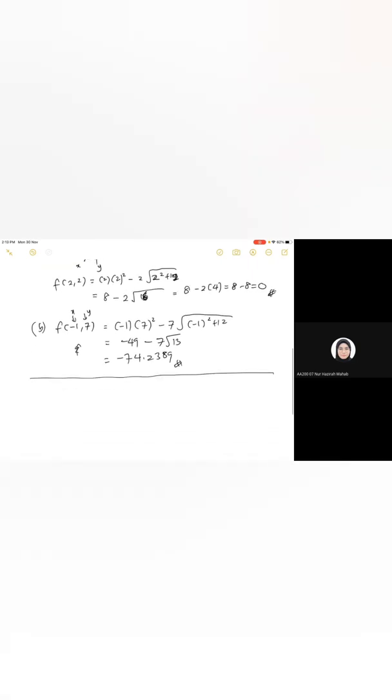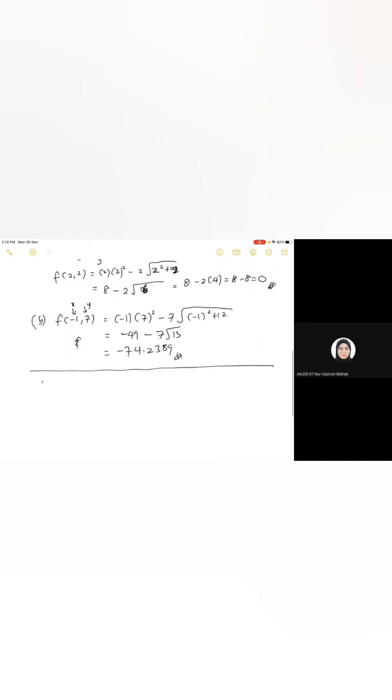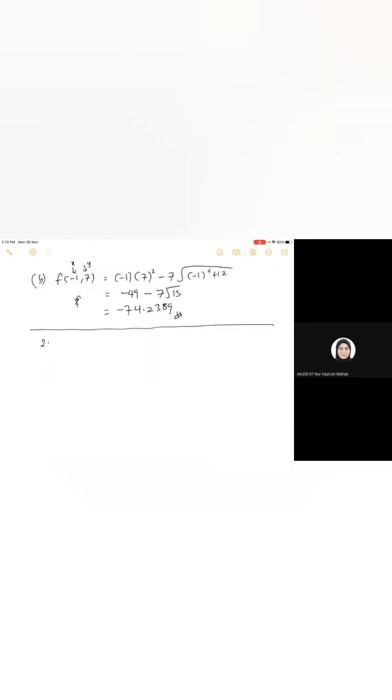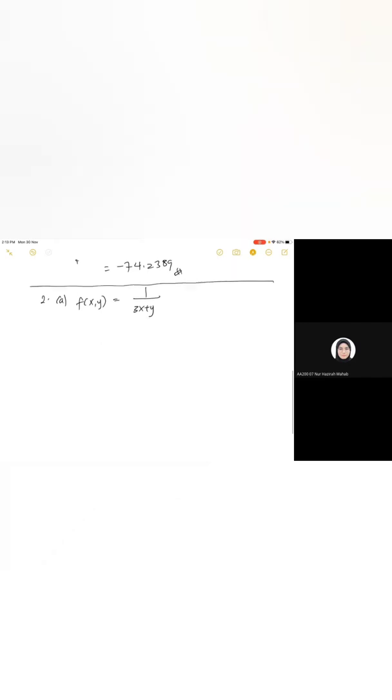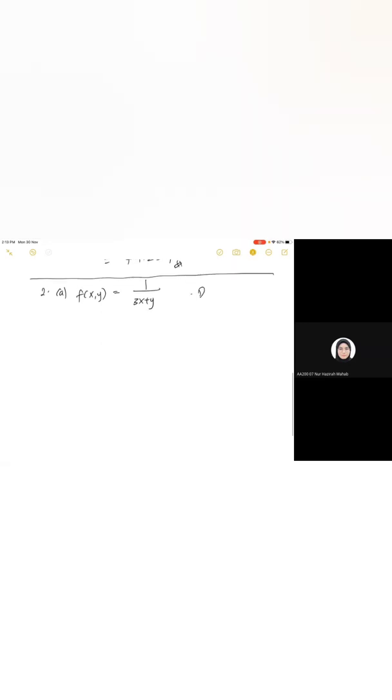Okay, domain. Saya dapat banyak soalan tentang domain ni, even for the first variable. Okay, actually the easiest way to find domain, because domain is a region, is the domain of x. Okay, let's say you have x, y. This is your x, this is your y. So this is your domain.